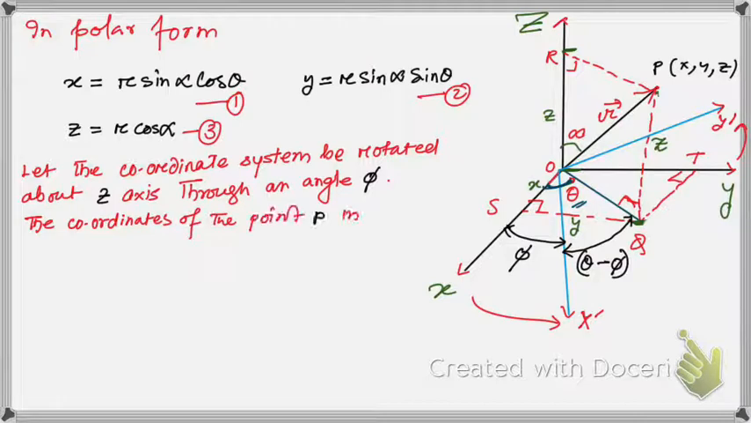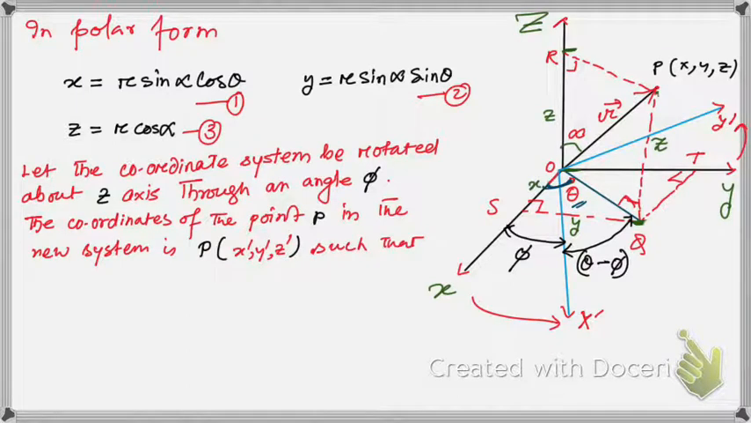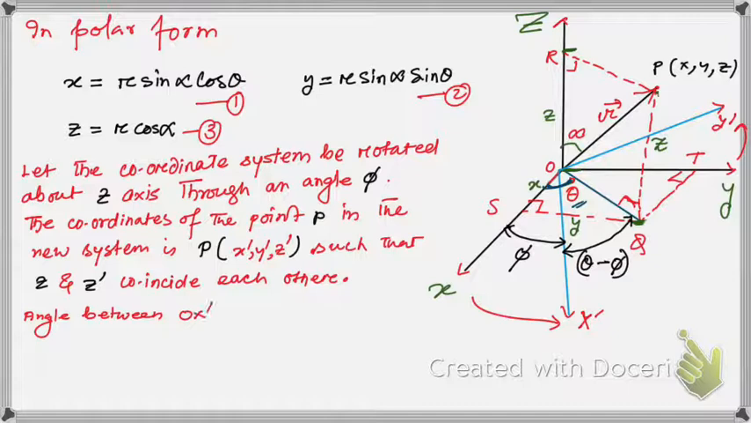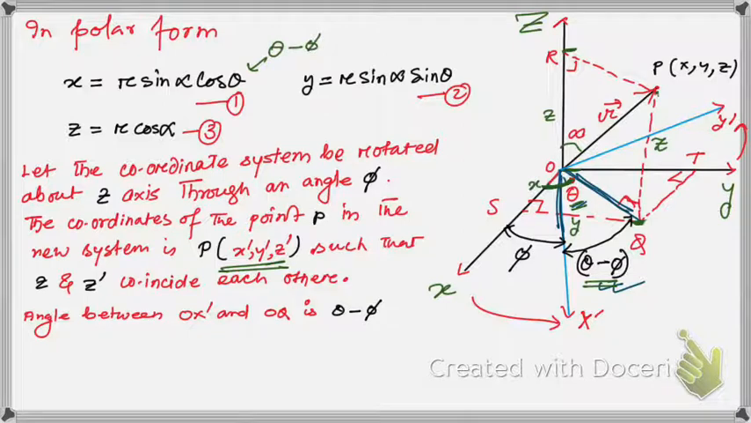The coordinates of the point P in the new system will be x dash, y dash, z dash. Suppose we have considered that way, such that z and z dash coincide. Okay, it remains the same. Now you see the angle between ox dash and oq. Here you can see this is ox dash, the new coordinate axis, and oq. This angle is now theta minus phi, right? Theta minus phi. So to obtain the polar form of these new coordinates, we can replace this theta by theta minus phi, right?